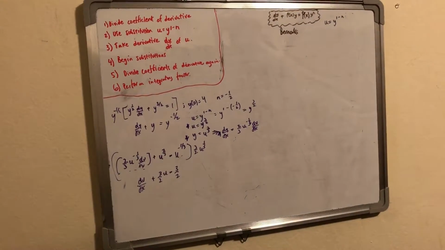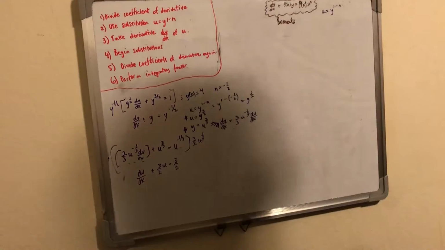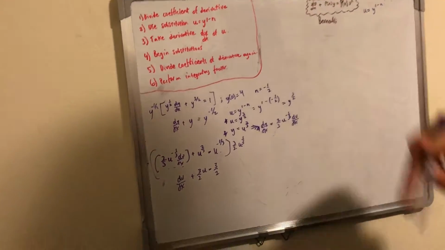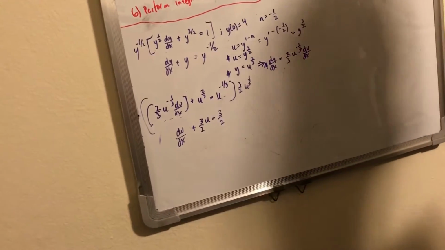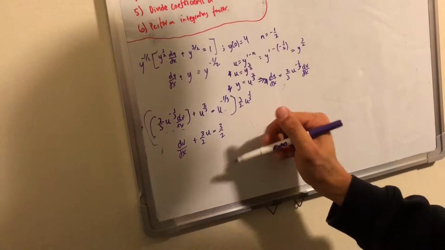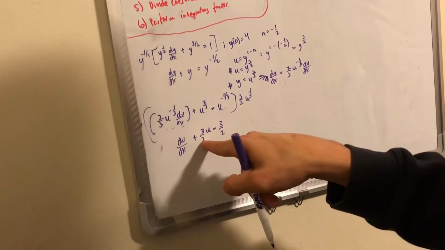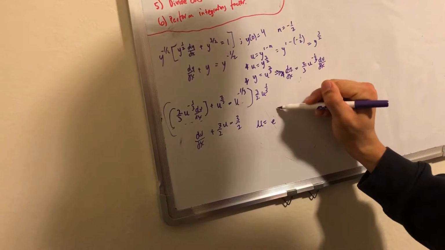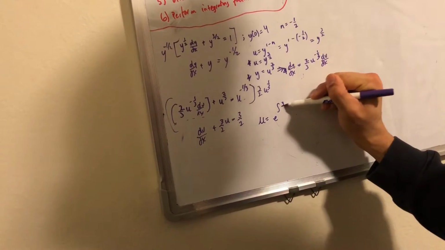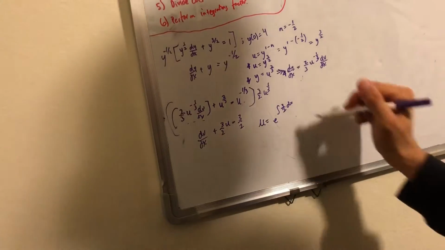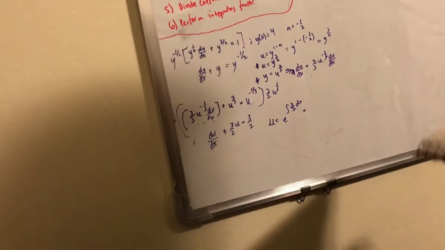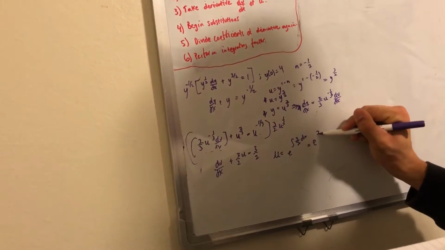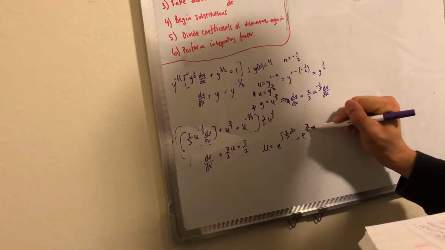Now we have an integrating factor situation. We've reduced this Bernoulli equation to an integrating factor differential equation. The coefficient is what we'll be using. So we have mu is equal to e raised to the integral of 3/2 dx, which will give me e to the 3/2 x.